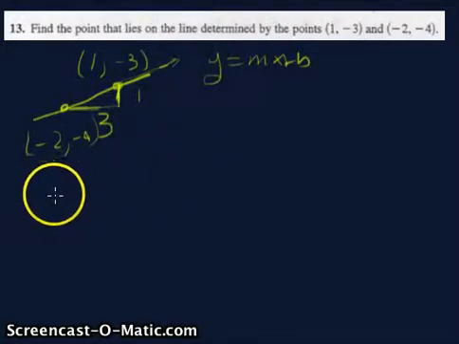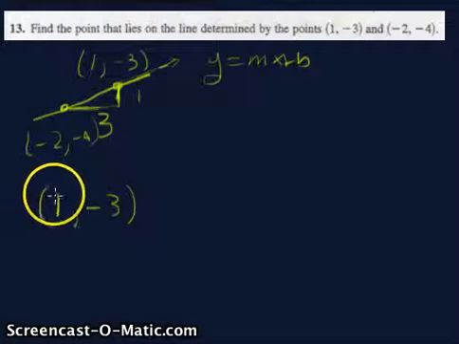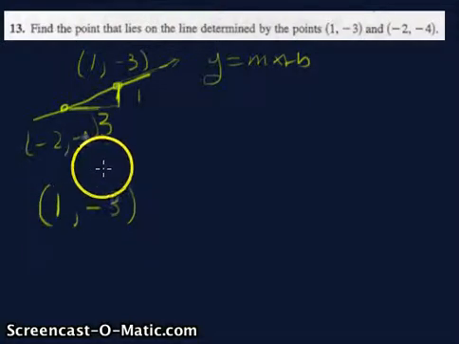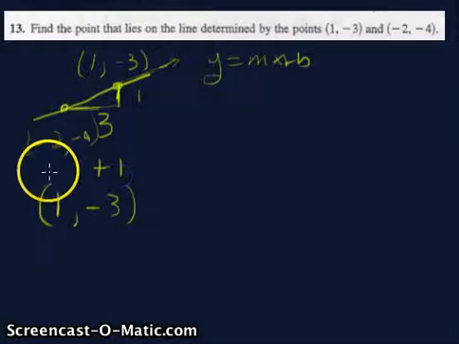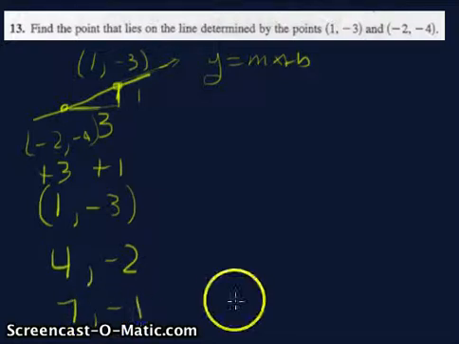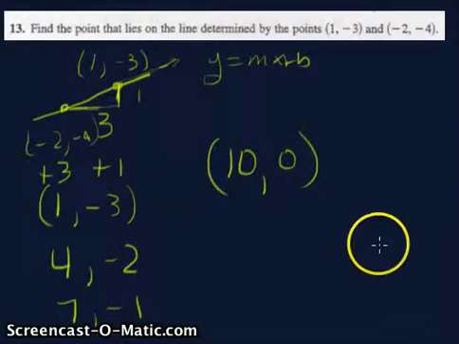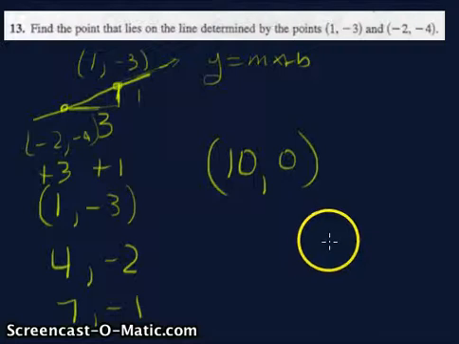So if we begin with (1, -3) and recognize that the next point up the line would have the y go up by 1 and the x go up by 3. Let's just add 3 to the 1 and get 4. Add 1 to that and get -2. Let's add 3 to the 4 and get 7. Add 1 to that and get -1. Add 3 again to the x and 1 to the y and get 0. That would be how I would do that problem. That is answer choice C.